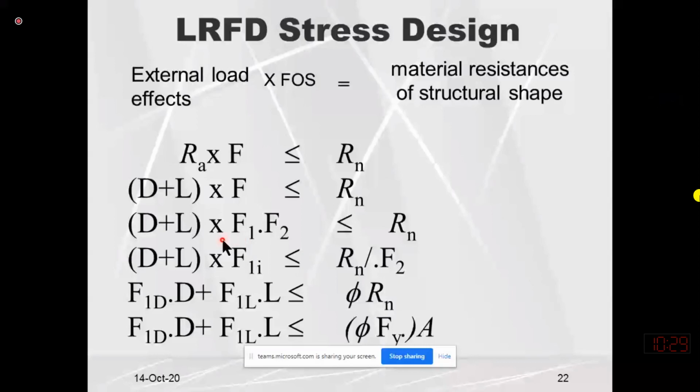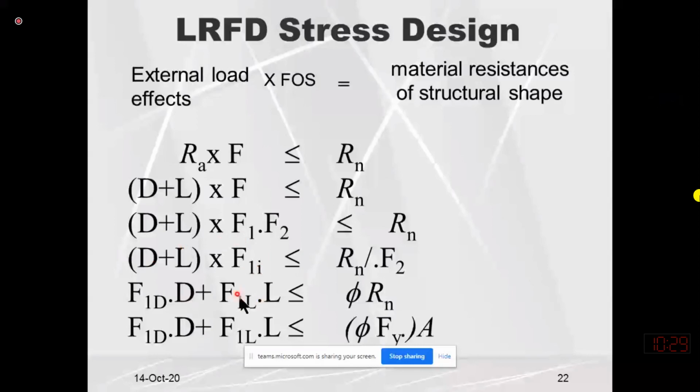But again, I have written an index i, which is variable. It means that this factor of safety will not be a constant factor of safety for the dead load or for the live load. So this factor of safety will be different for the dead load, and it will be different for the live load, and also it will be different if we are having any other type of load.